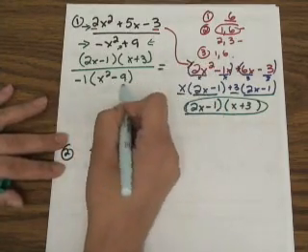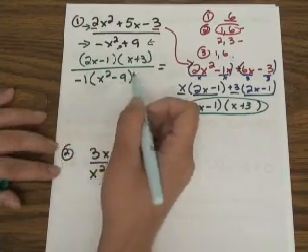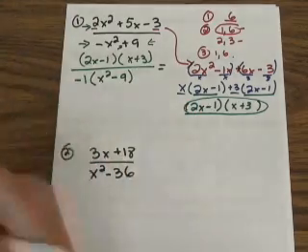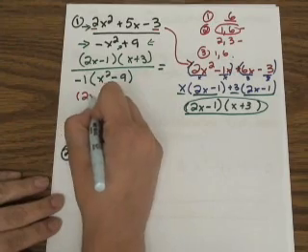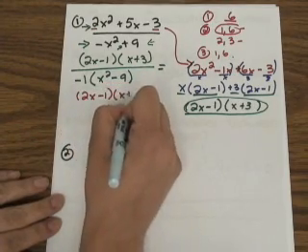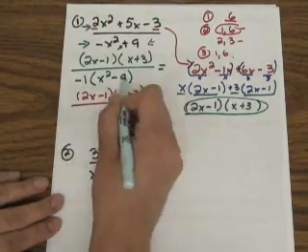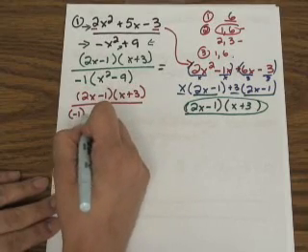Now when I look at the factor x squared minus 9, I can see that it can still be factored. So what you want to do is rewrite your numerator, just bring it down, and you want to continue to factor that difference.